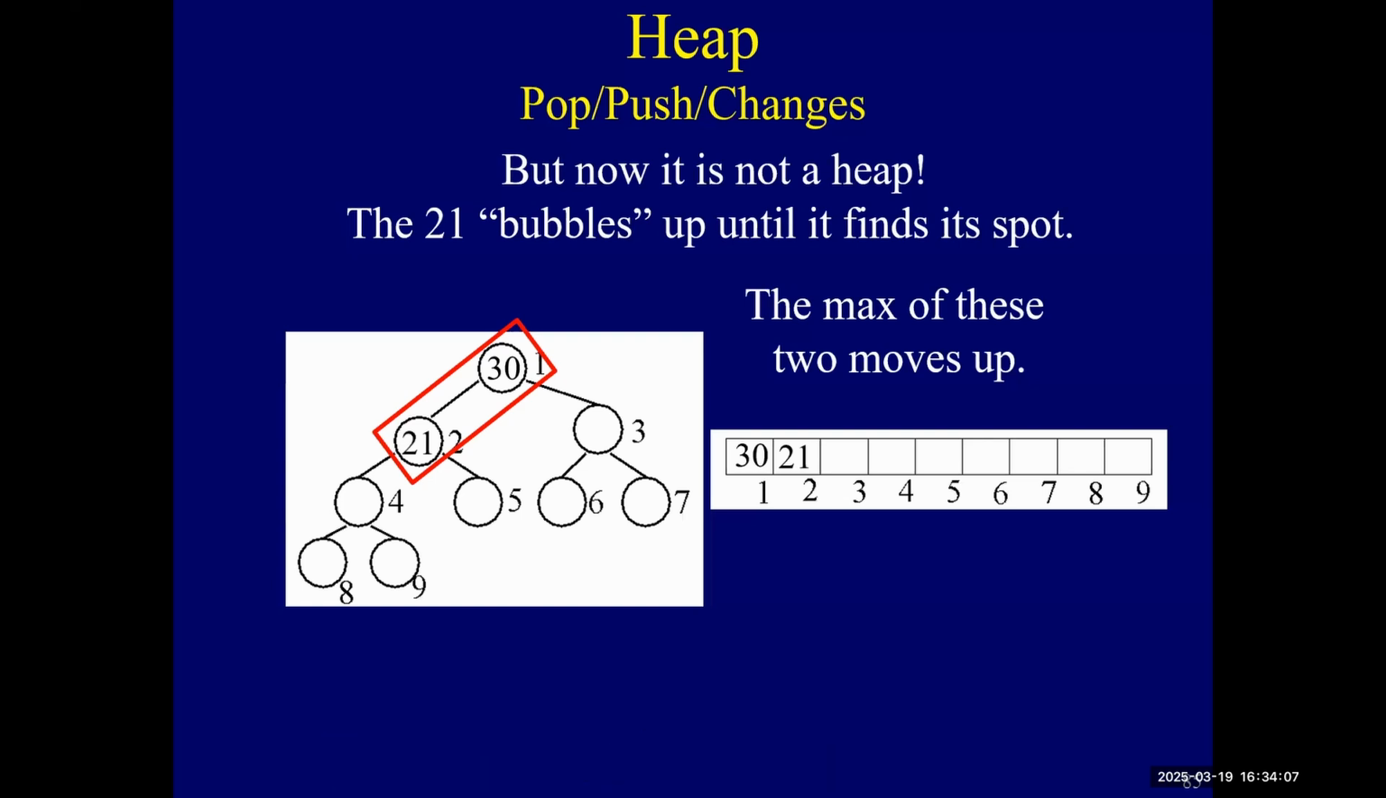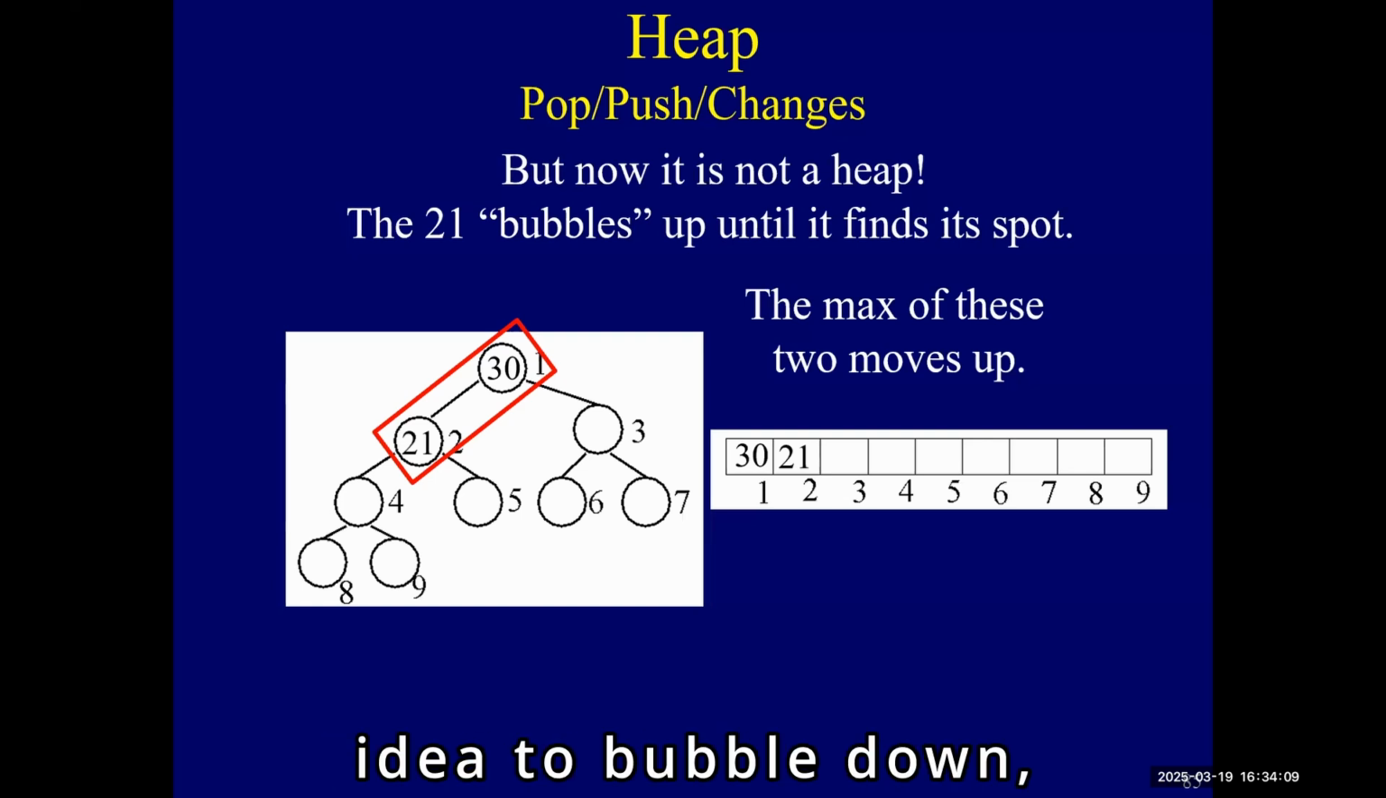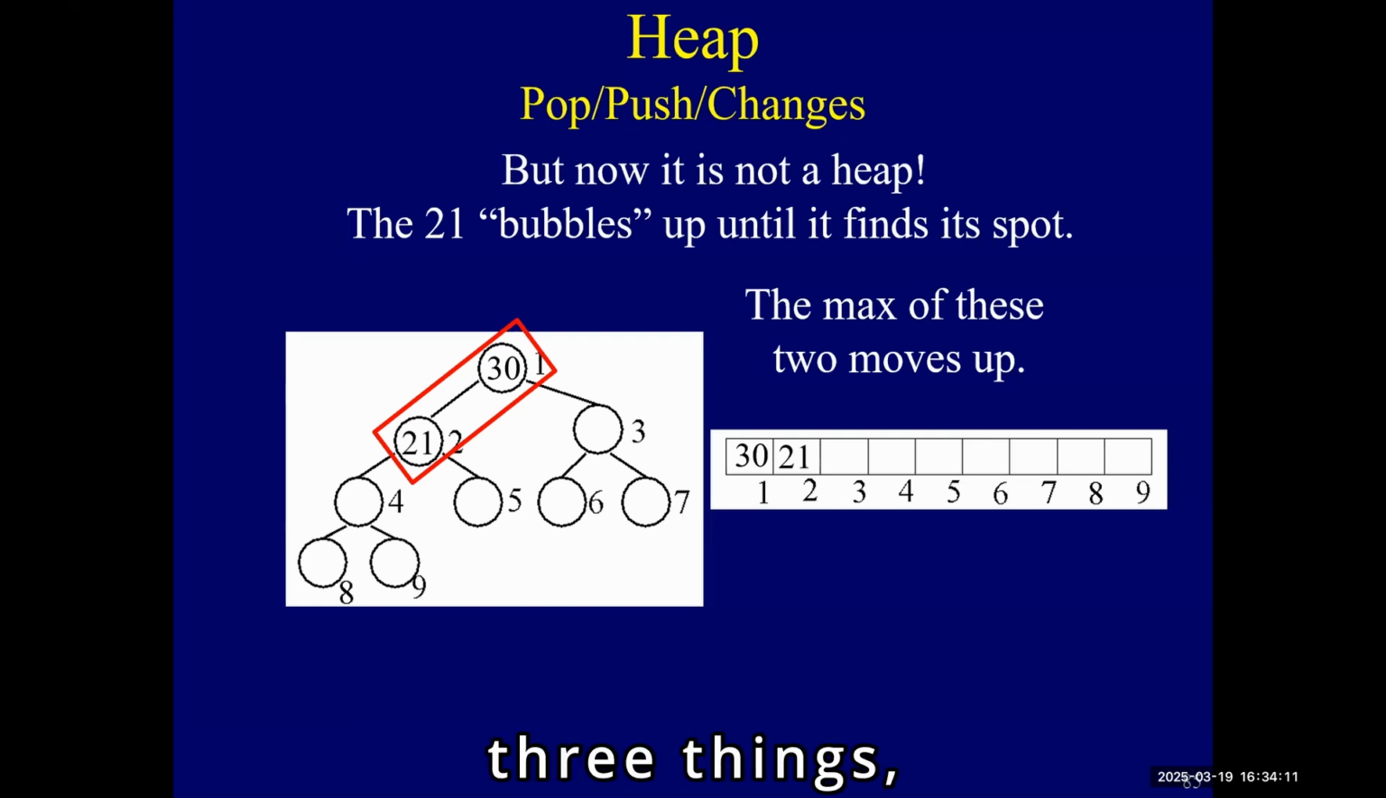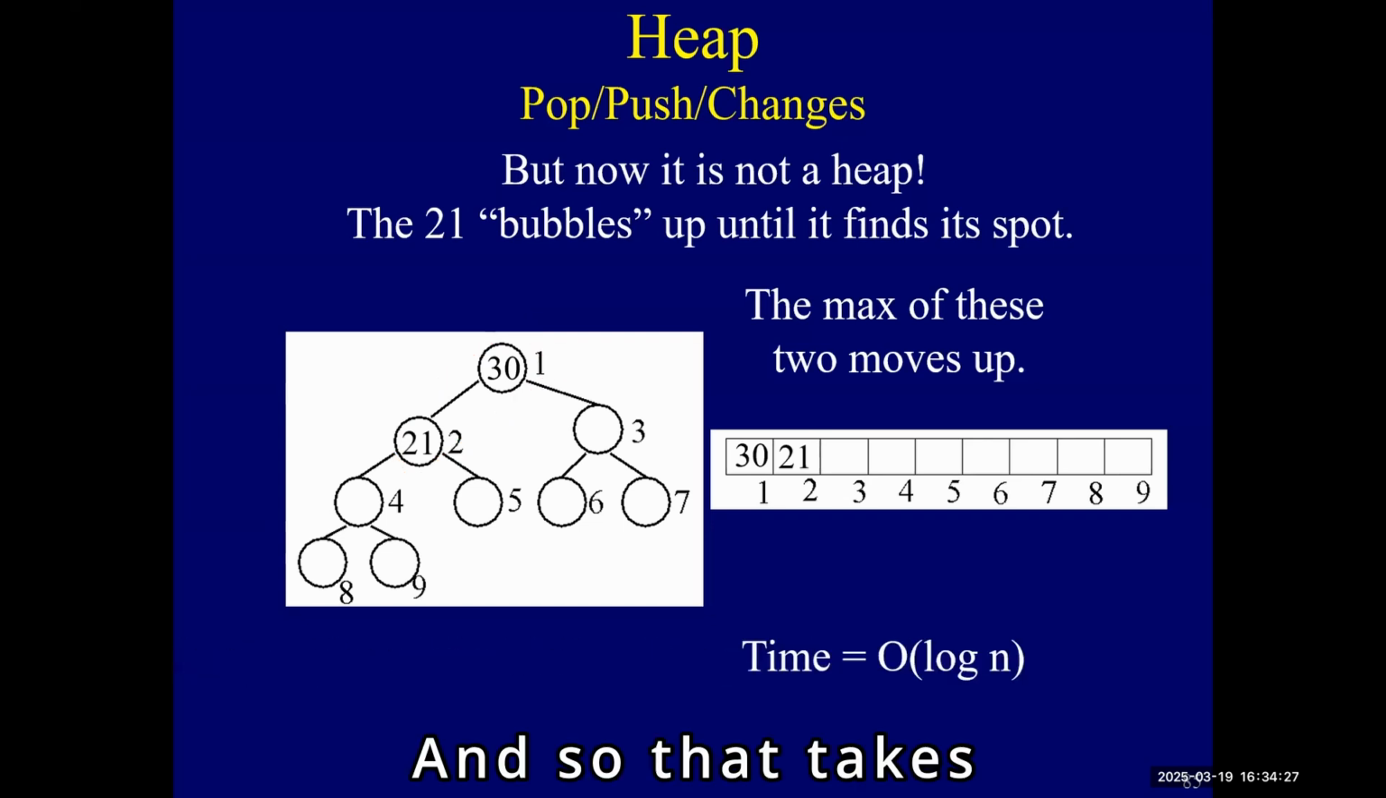Does that make sense? So there's this idea that to bubble down, you look at 3 things, and it helps you choose which way to go. And if you're bubbling up, you just look at your parent. And you keep swapping as long as it's not in the right place. And so that takes log n time, right?